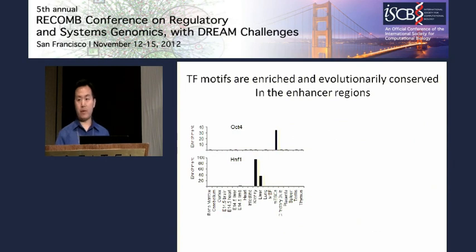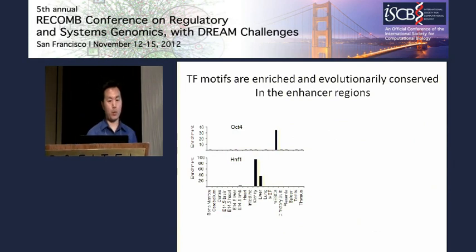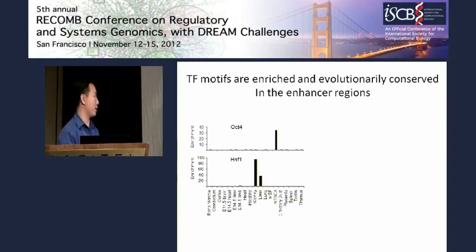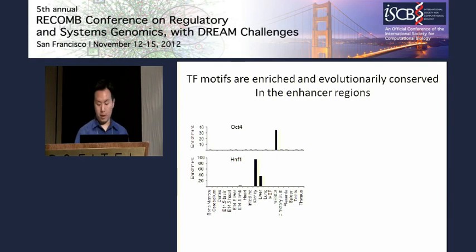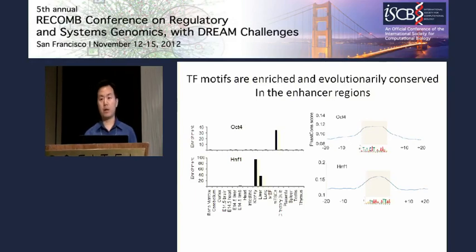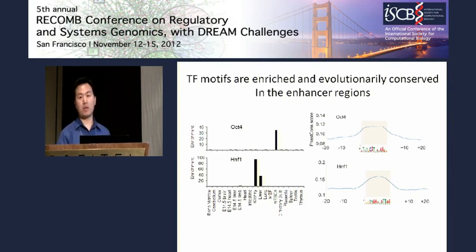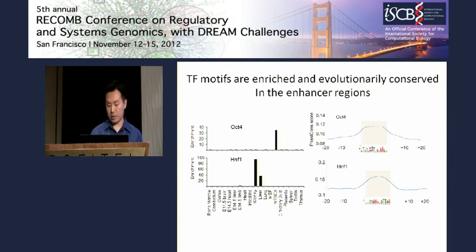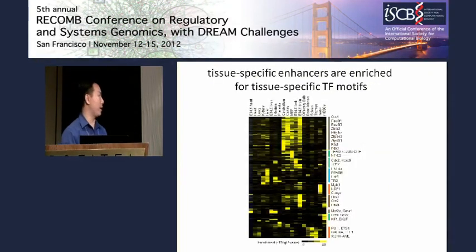Next, we performed motif analysis for these tissue-specific enhancers, and we were very pleased to find that the stem cell-specific transcription factor OCT4 is only enriched in mouse ES-specific enhancers, and HNF1 is only enriched in kidney or liver-specific enhancers. What is more interesting is that the motifs we found inside these enhancer regions are evolutionarily conserved. This gives us another layer of confidence that these transcription factors might be important in regulating tissue-specific gene expression. In total, we were able to identify nearly 270 transcription factor motifs.